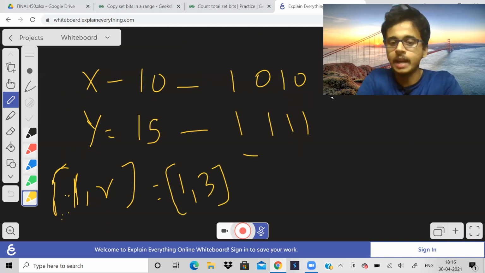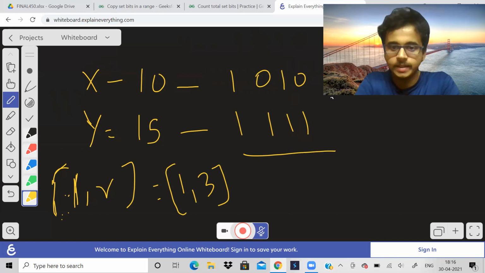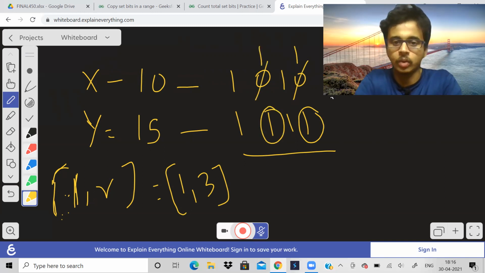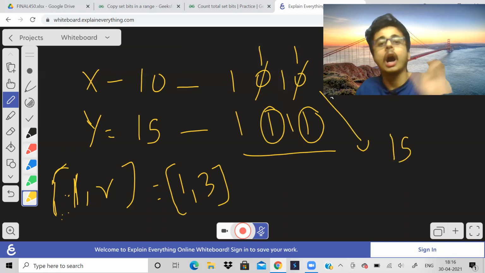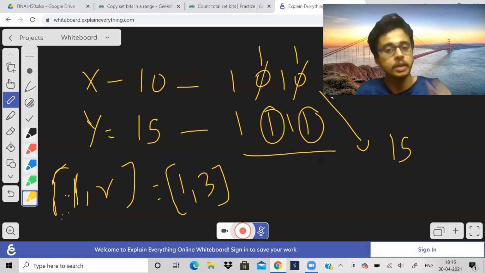If we take L and R as 1 comma 3, see here, the first bit over here is set, so we have to set this to 1. The third bit over here is set, we have to set it to 1. So ultimately x becomes 15. How to set a bit? That is important in this question.